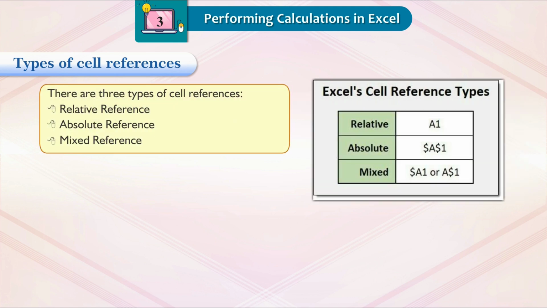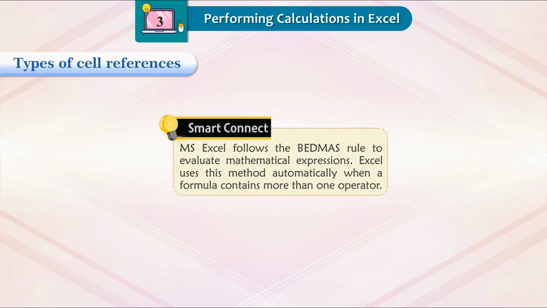Types of cell references. There are three types of cell references: relative reference, absolute reference, and mixed reference. Smart Connect. MS Excel follows the BEDMAS rule to evaluate mathematical expressions. Excel uses this method automatically when a formula contains more than one operator.